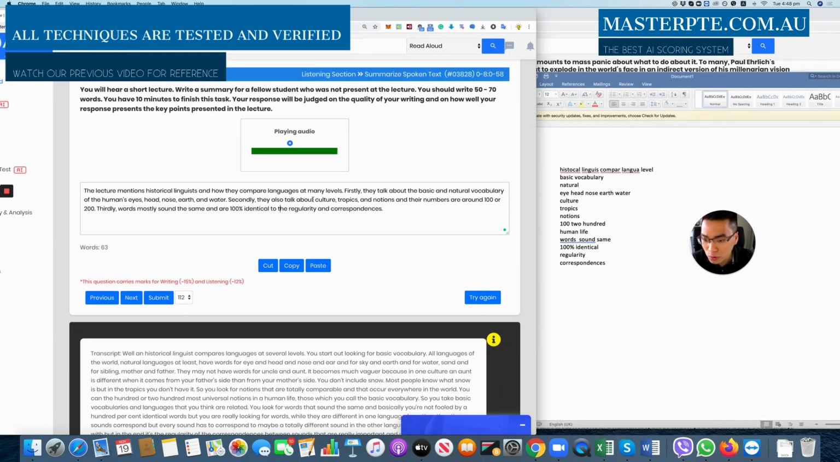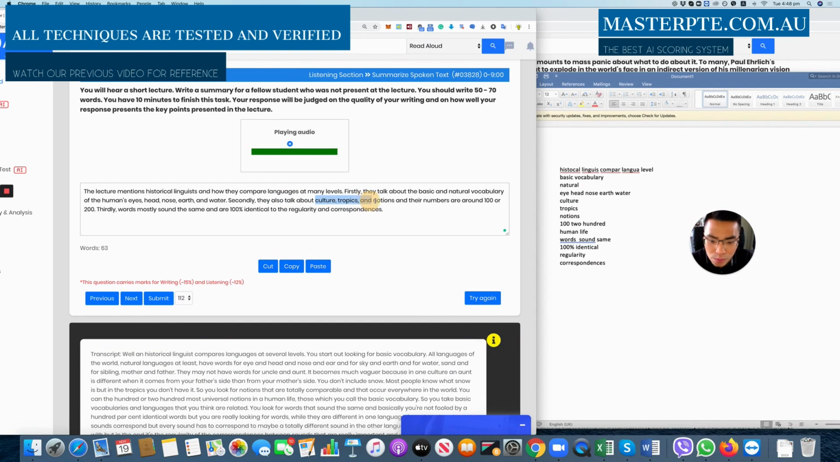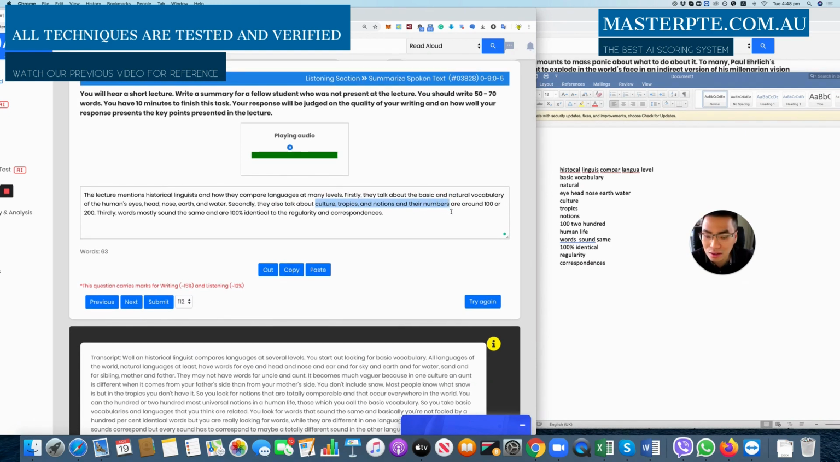Secondly, they also talk about, and then I want you to list out all the potential keywords that you can think of. Even if that makes the sentence meaningless, put it in. That will improve your chance of passing the exam. Next one, you do the same thing. Thirdly, most words mostly sound the same and are to the regularity and correspondences. As you can see, this part doesn't make a lot of sense, but if you just sit there trying to think up the best way to write a sentence, you're going to run out of time, and that time is better spent on fixing the grammar and spelling.